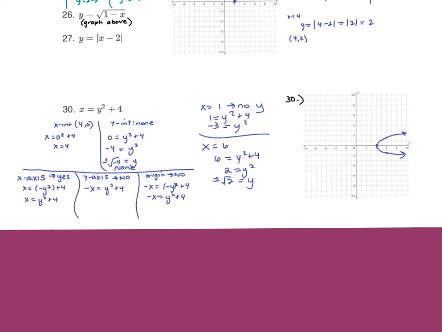My x-intercept is 4, 0. The y-intercept is none because it was the square root of a negative number. There is x-axis symmetry, no y, and no origin. So when I plotted the 4, 0, I had to plot additional points. I plugged in 1, and there was nothing, so I knew the parabola pointed to the right. I plugged in 6, and it was plus and minus square root 2, which again I approximated.